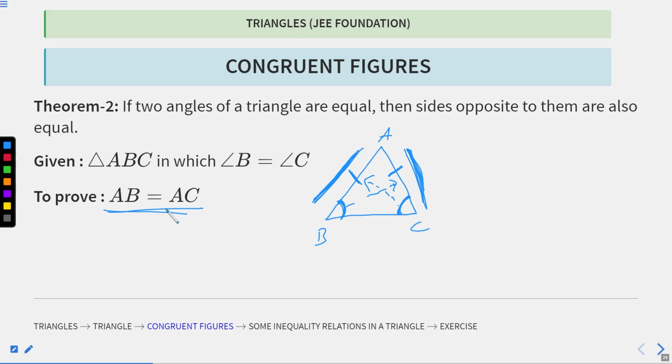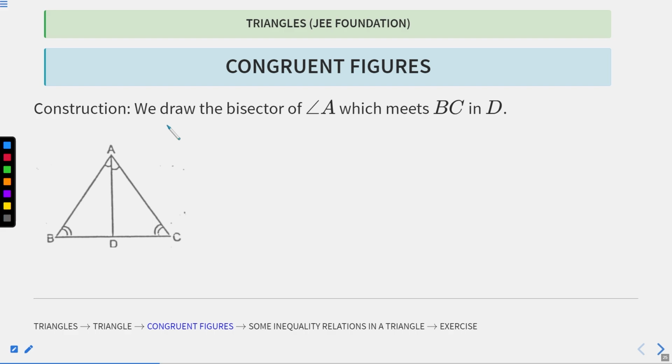So, in triangle ABC, we need to prove that AB is equal to AC. It is quite easy. First of all, we construct and draw the angle bisector of angle A. So we just draw this line AD in such a manner that this angle and this angle must be equal to each other. Okay, I hope this is very much clear to you.